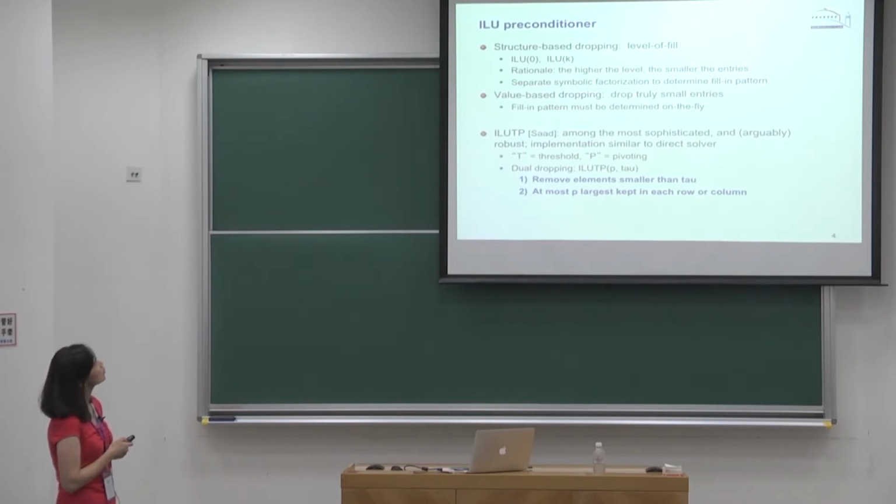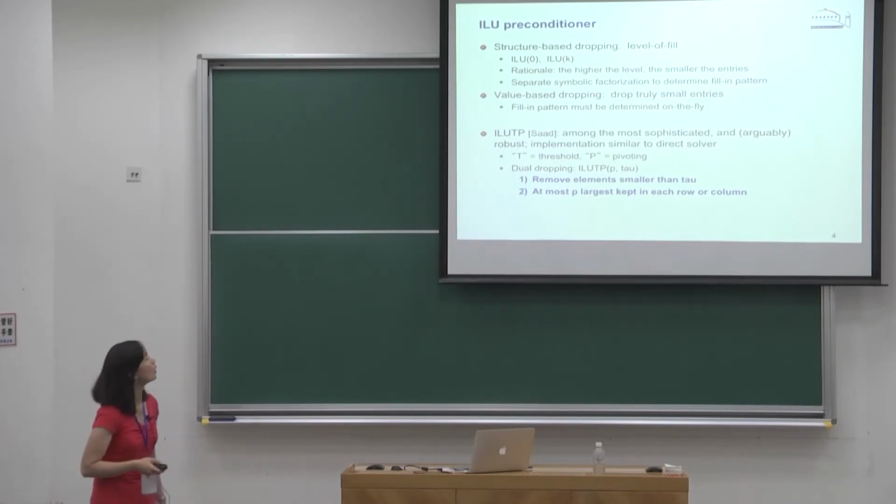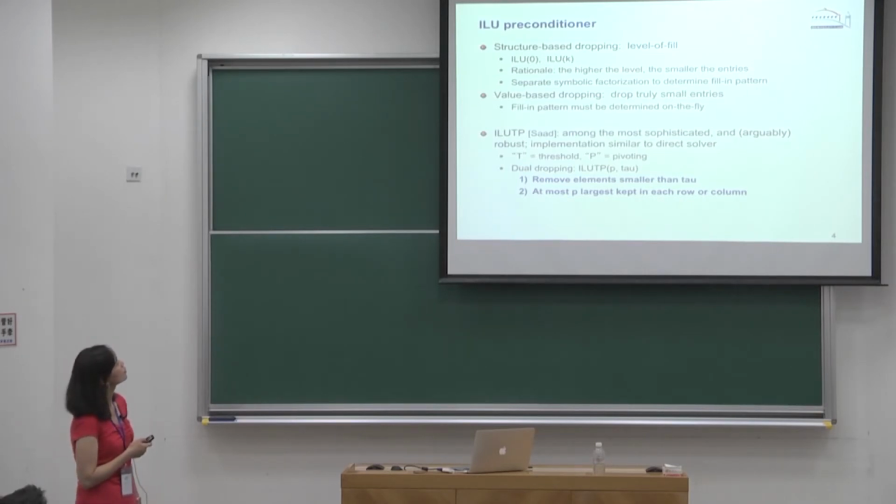For the level scheme, for each element you record the level at which it has already been filled, and every time you update the graph, you update this level information. Then by the time this entry hits the K threshold, you don't allow it to fill anymore. So that's the basic idea for this level. But you can imagine this is entirely structure-based. It just looks at the graph, regardless of the numerical values. So from a numerical point of view, it's actually not very reliable. Very often, it doesn't converge for the iterative solver.